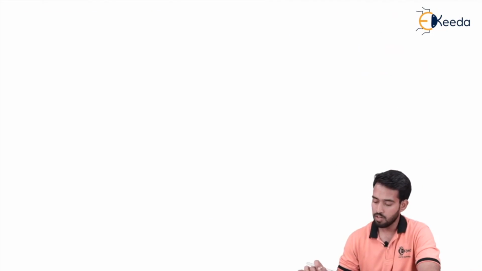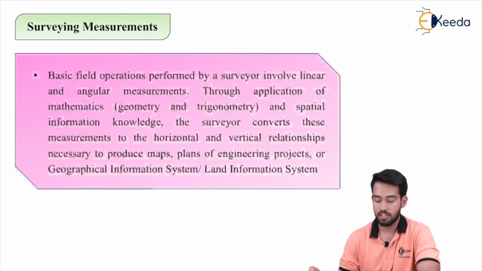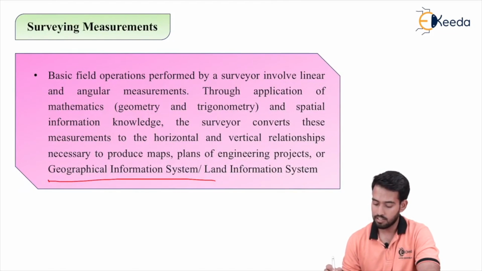Okay. Moving on to the next part, which is surveying measurements. Surveying measurements are of two types, linear measurements and angular measurements. So by using the linear as well as angular measurements, we can find out the relative position of any point on the surface of the earth. It can be used by GPS, Geographical Information System (GIS), and Land Information System for forming a map or a plane.